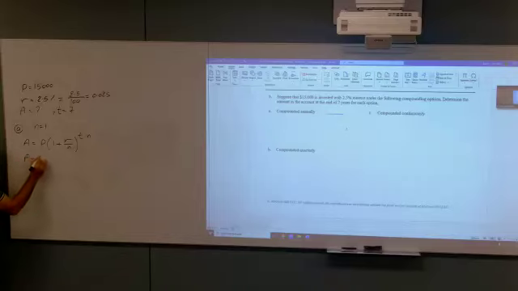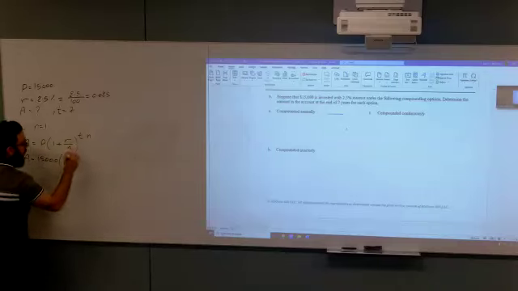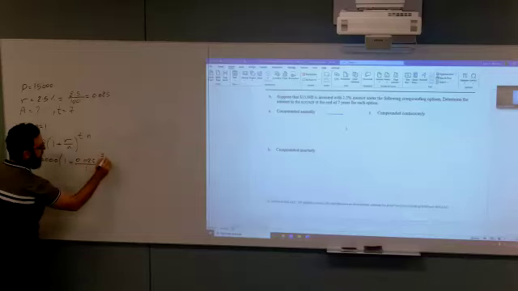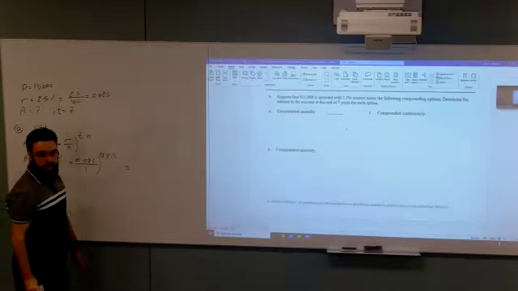So A is going to be 15,000 times (1 plus the interest 0.025 divided by n, which is 1) to the power of the time, which is 7 times 1. Tell me how much is going to be the result.